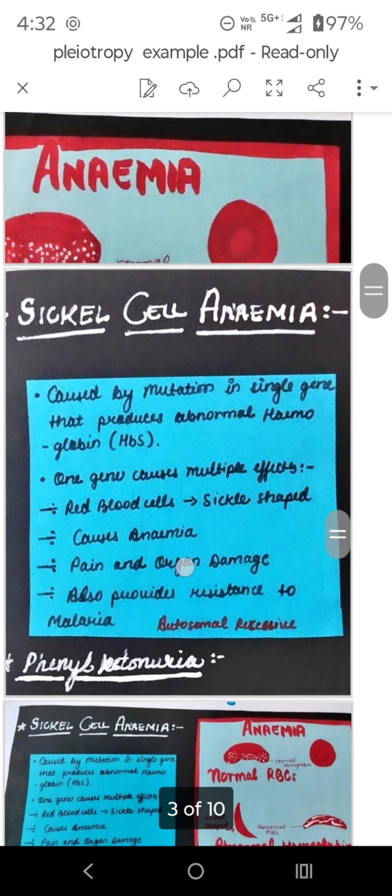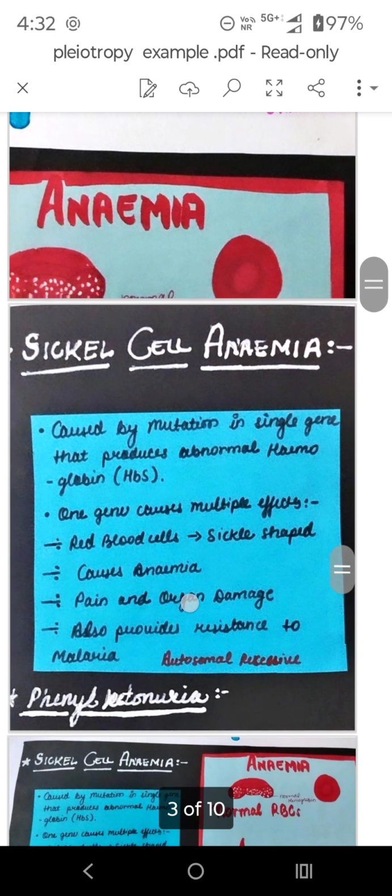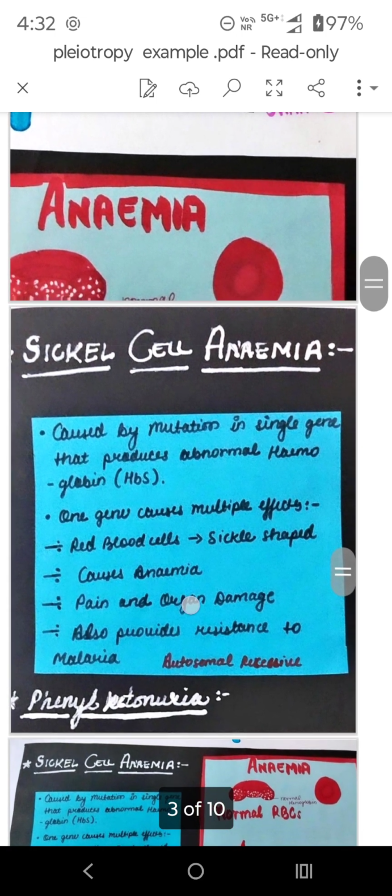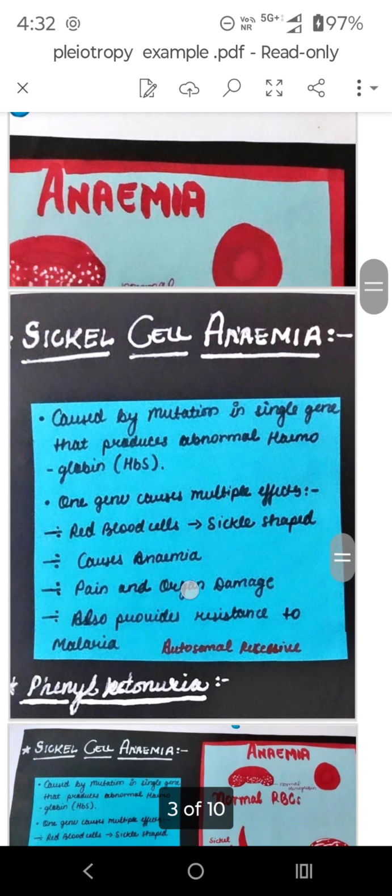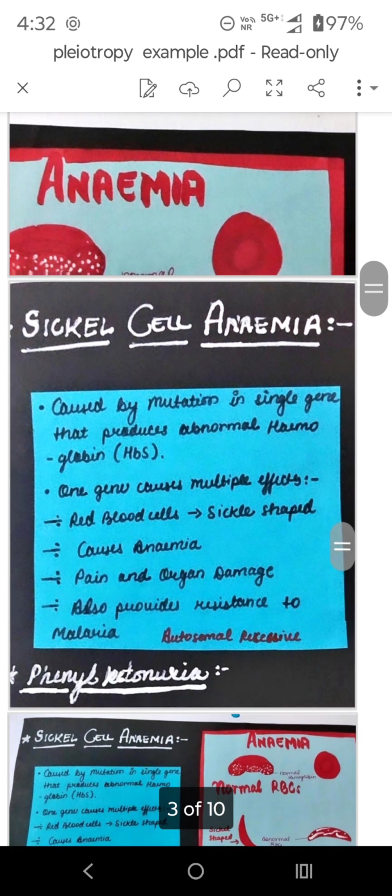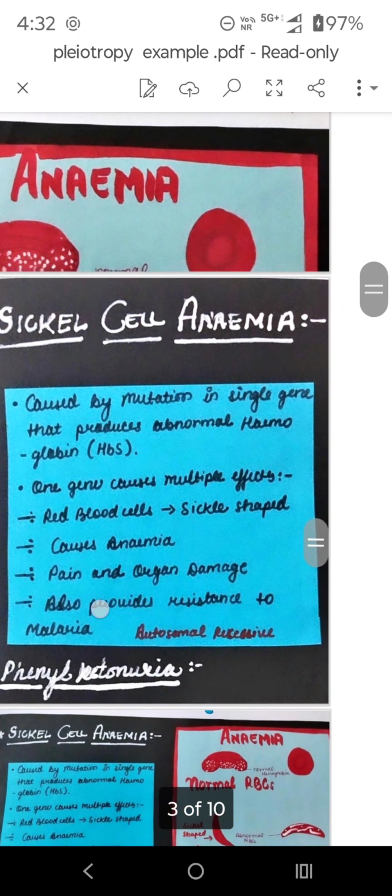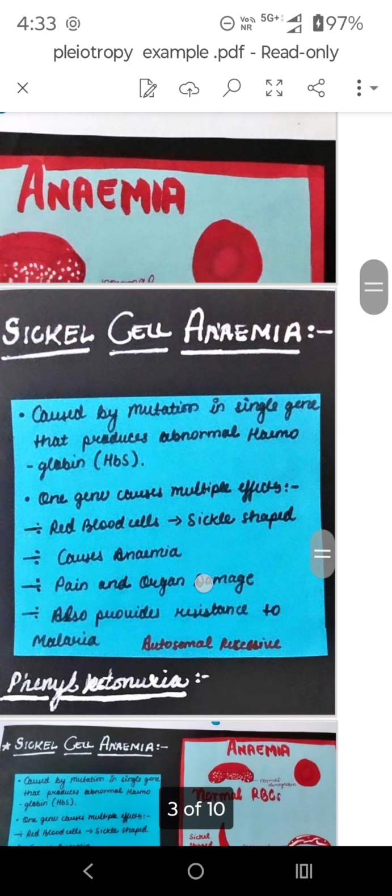So this one gene, which is changing the shape of the RBCs from biconcave to sickle shape, also affects many other characters. This one gene has multiple effects. One is causing the red blood cells to become sickle shaped, then it causes anemia, then it causes pain, and it causes damage of organs. Also it provides resistance to malaria, and it also raises blood pressure, and the risk of infection increases in those individuals. So this is how it affects multiple traits.